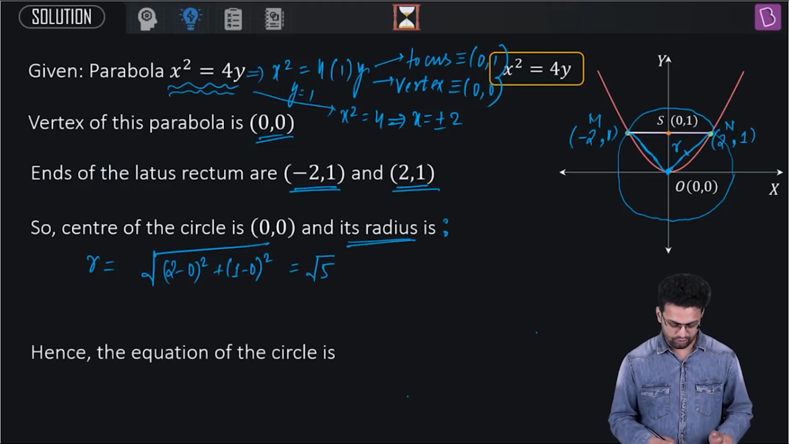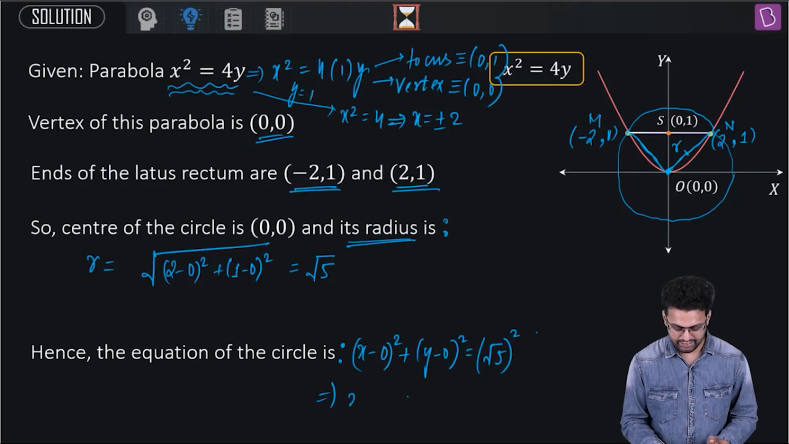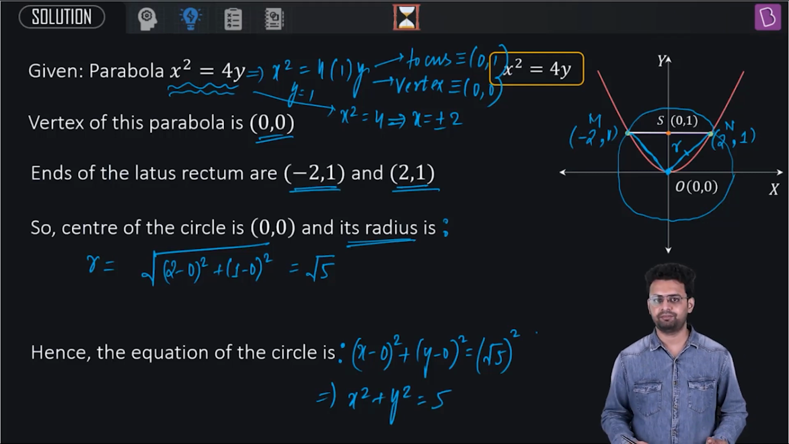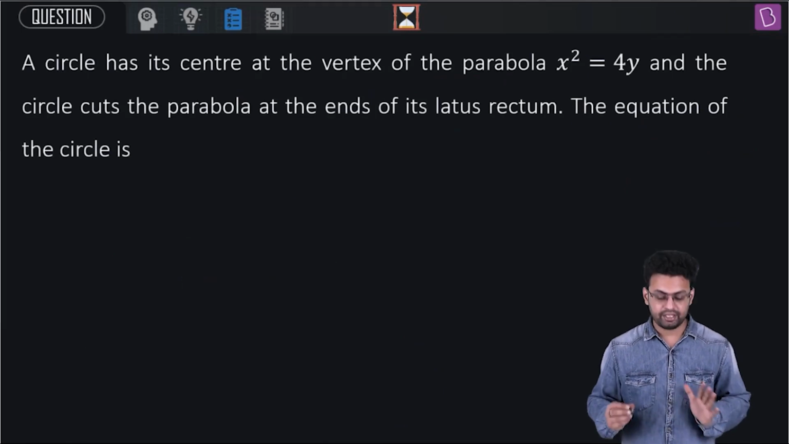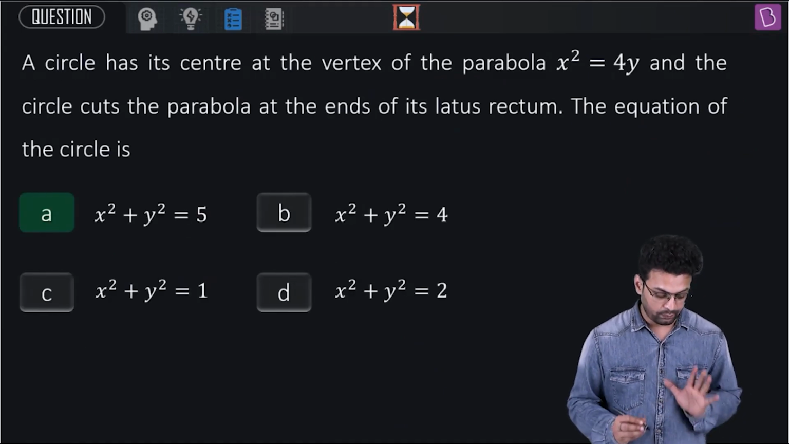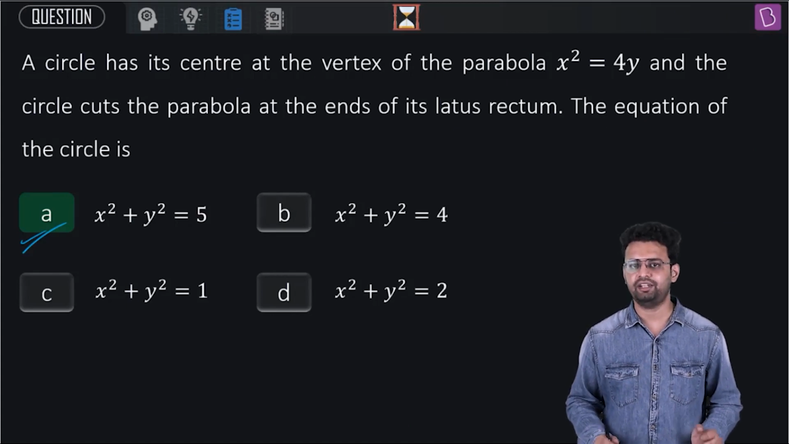The center is already known. So the equation of the circle is going to be x minus 0 whole square plus y minus 0 whole square is equal to root 5 square. So finally, I'll get the equation of the circle as x square plus y square is equal to 5. This is what the equation of the circle is. Now if we go further and have a look at the options, option A says x square plus y square is equal to 5, which is the absolutely correct option.